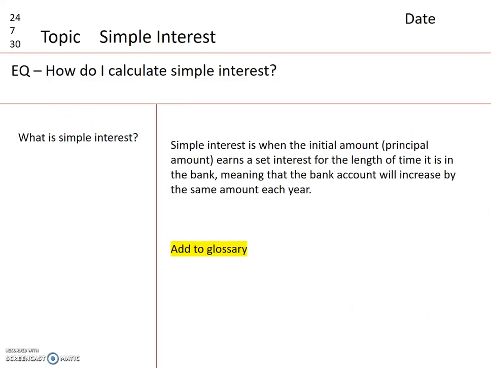Alright, so simple interest is when the initial amount, or principal amount, earns a set interest for the length of time it is in the bank, meaning that the bank account will increase by the same amount each year. I highly suggest adding this definition to your glossary page.